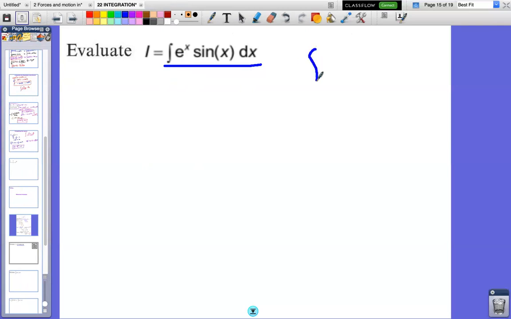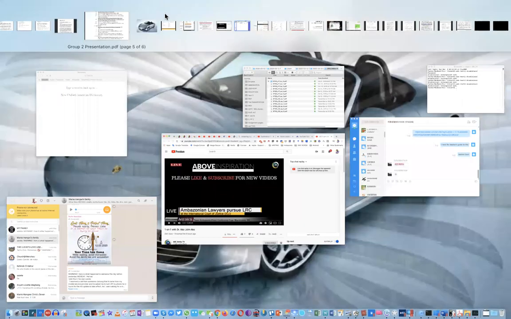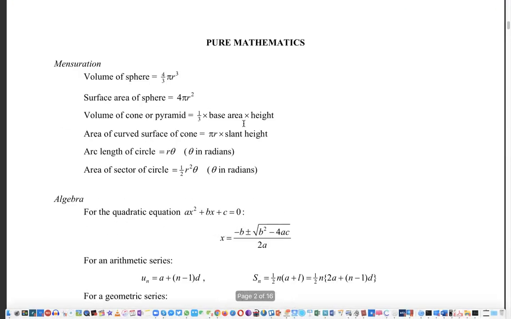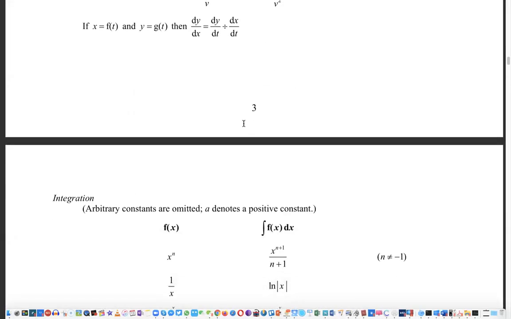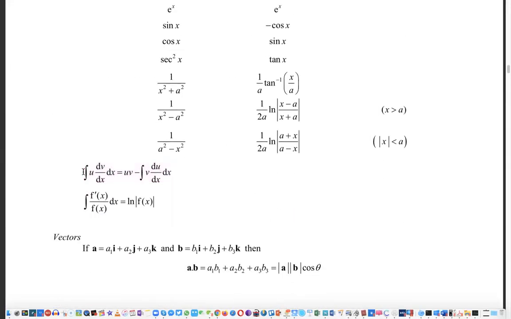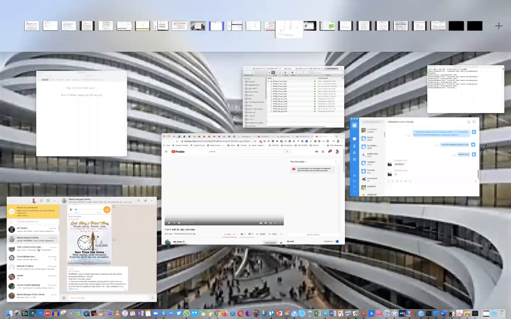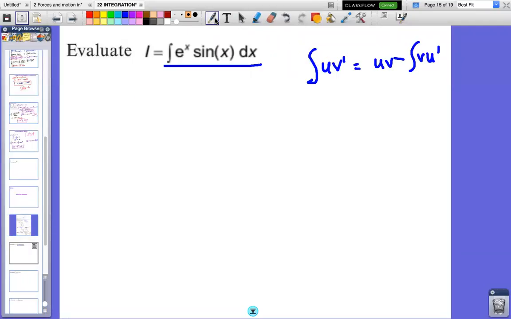Let me just write down the integration by parts formula again. Integral of u v prime equals uv minus integral of v u prime. This formula is in the formula sheet, so if you ever forget, it doesn't hurt to check. Here it is, in case you ever forget. In the exam, they will be testing you on your ability to use it, not on your ability to remember it.